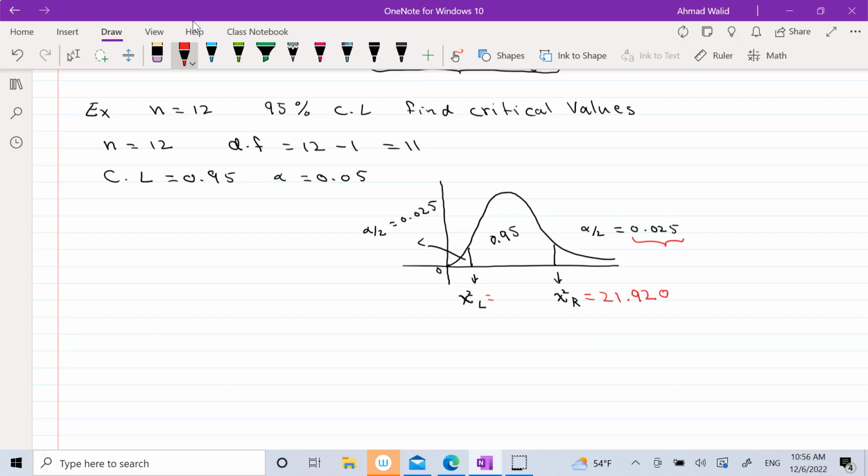Correct? Then how to find the left? 1 minus 0.025, which gives you an area of 0.975.